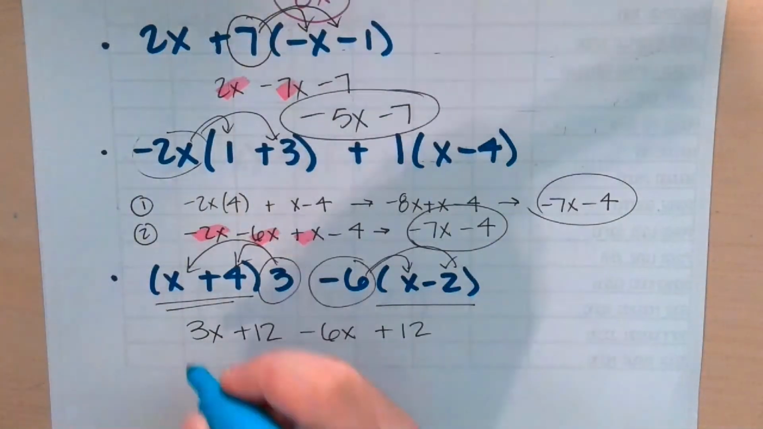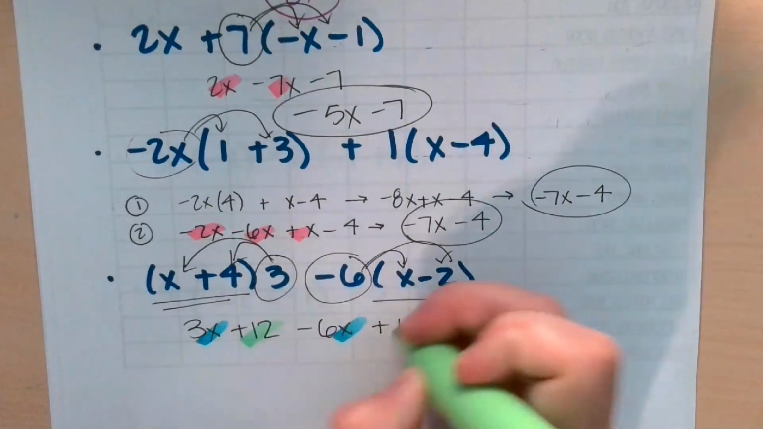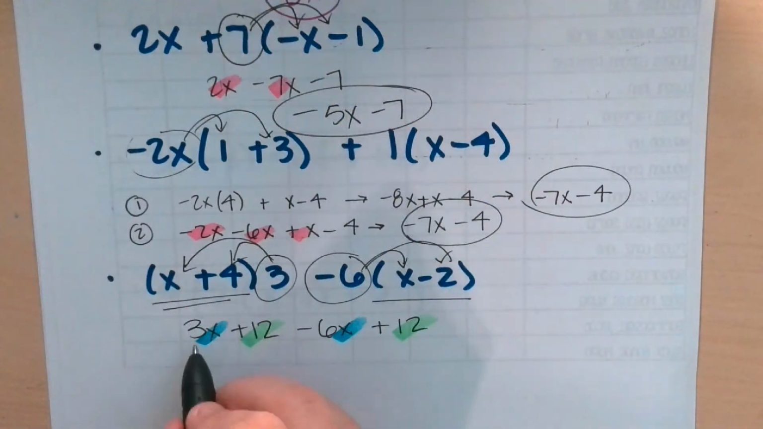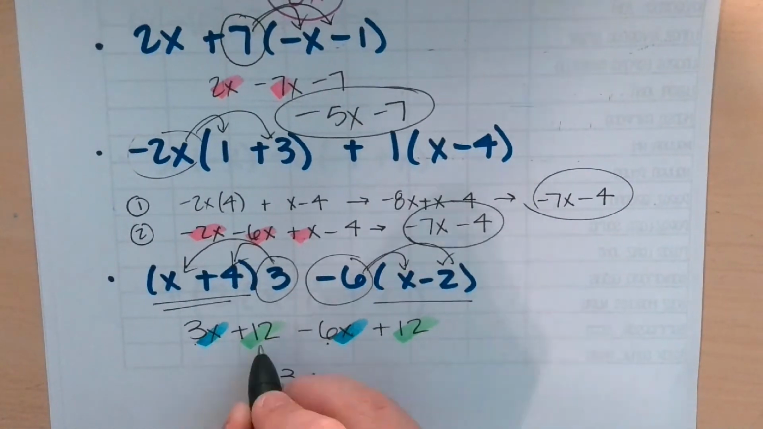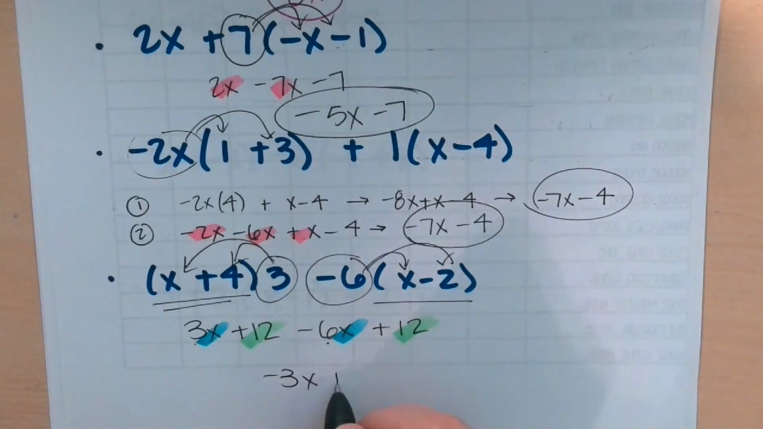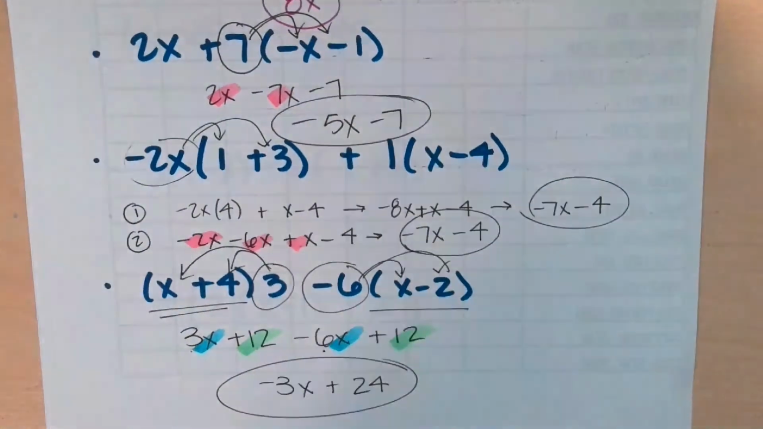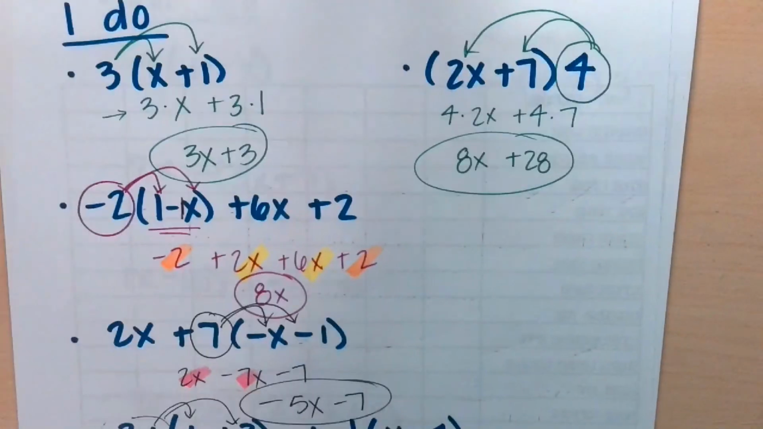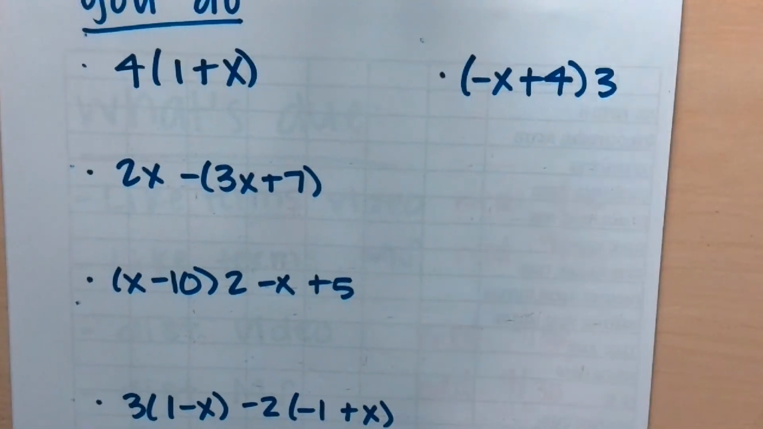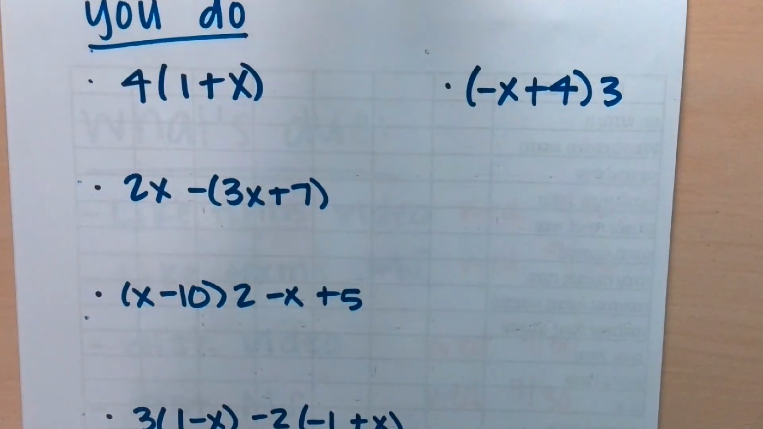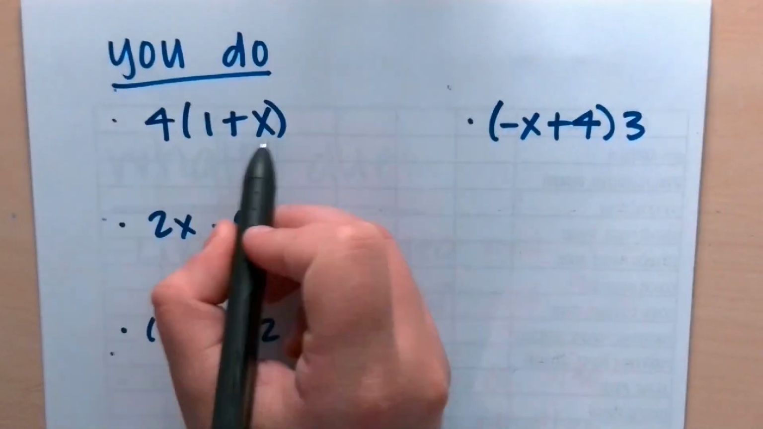We need to identify our like terms. So 3 minus 6 leaves us with -3x. 12 plus 12 gives us a plus 24. Okay? So, now it's going to be your turn. And I know this looks like a lot, but it's not, I promise. I'm going to like pause and make sure you get each question in. So, I want you to take a second and go ahead and solve this first problem.